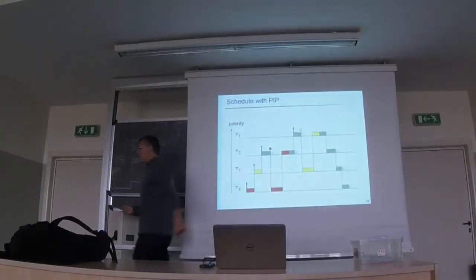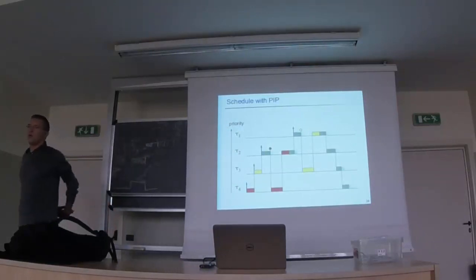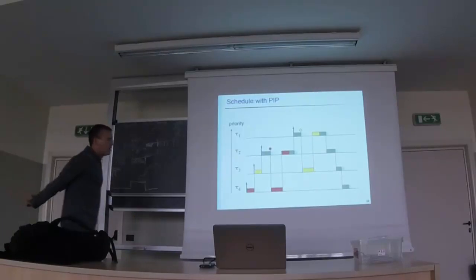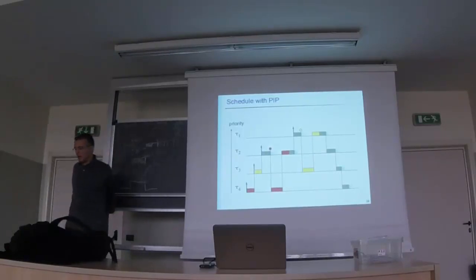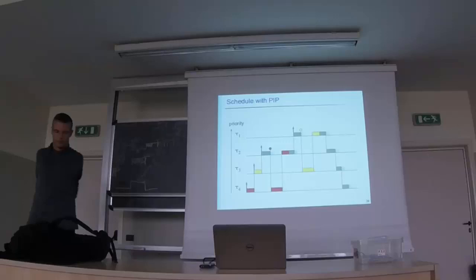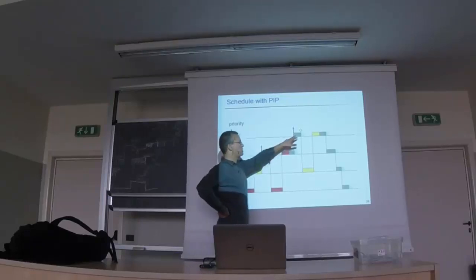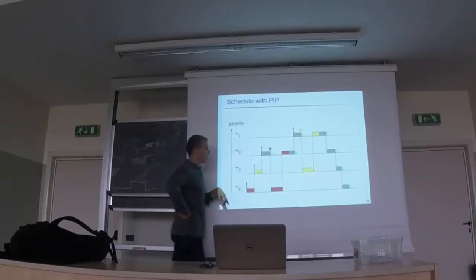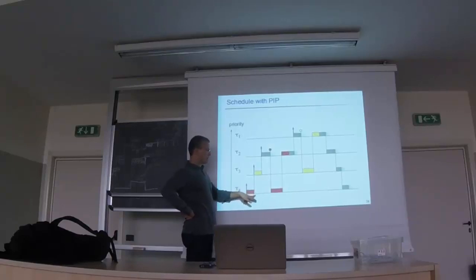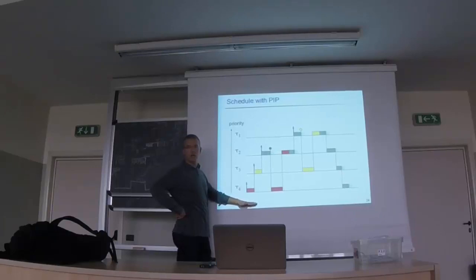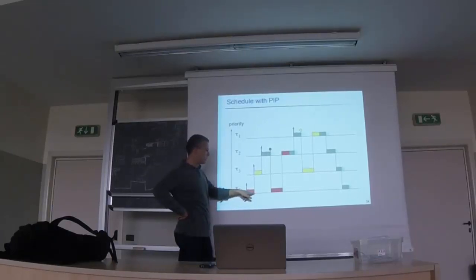Okay, let's now see a potential schedule with priority inheritance. What happens here? 4 tasks, 2 resources, okay? A red resource and a yellow resource. This flag means I'm blocked on the red resource, I'm blocked on the yellow resource, okay? Okay, tau 4 starts, blocks the red resource. The ceiling is down, the ceiling is here, so the priority inherited is here.